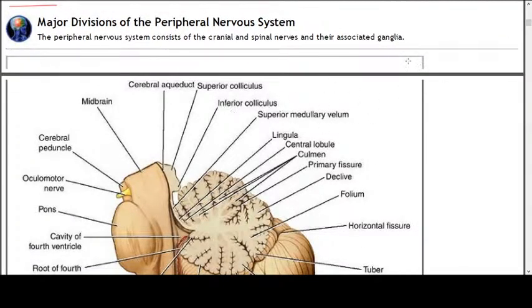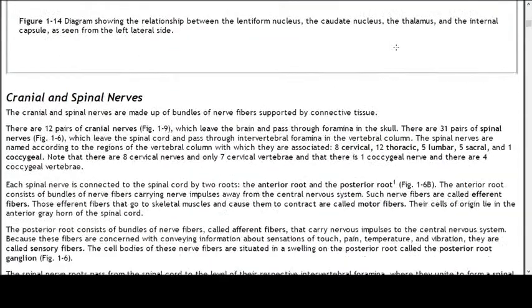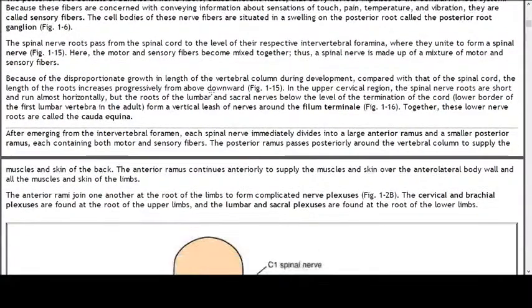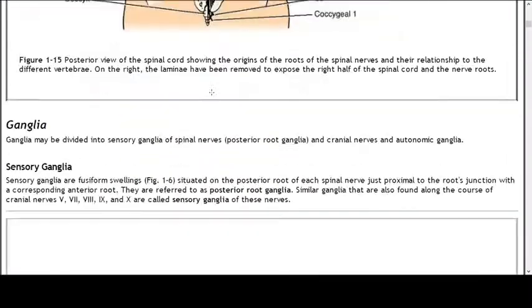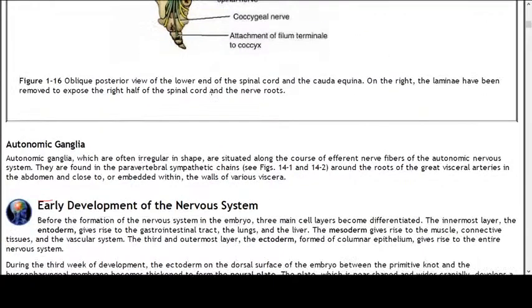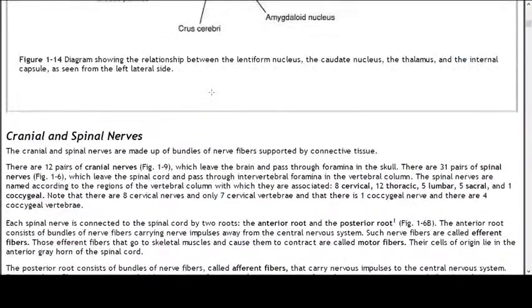Major divisions of the peripheral nervous system. I don't think we need to study the peripheral nervous system in detail, but we must study the cranial and spinal nerves. These are very, very important, especially the spinal cord. Okay, let's study what is given in brief.